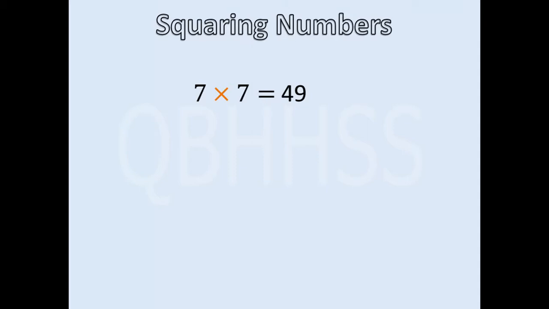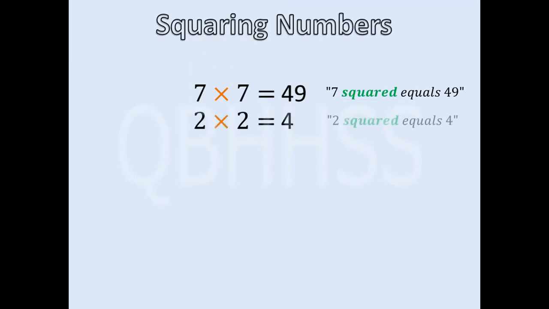You can read this as 7 times 7 equals 49. And another way is to say 7 squared equals 49. When you are squaring a number, it means you are multiplying it by itself. Similarly, if you multiply 2 by itself, you get 4, so 2 squared equals 4.